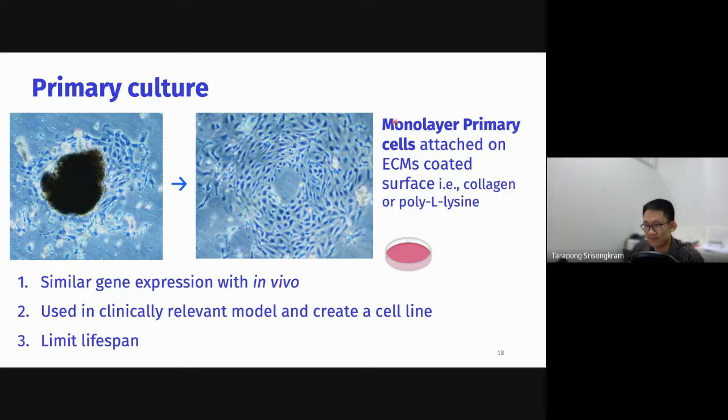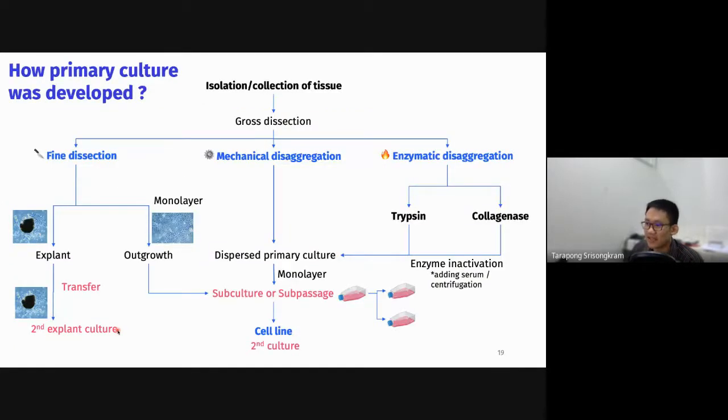But we will talk about the 3D layer and 2D layer later on, the architecture of the cells. The first one is that if this cell shares similar gene expression with in vivo, it can be used in a clinically relevant model, and it can be used to create a cell line. However, this cell has a limited lifespan. When it grows to fill the whole surface of the flask, it needs to be subcultured or divided into another flask.